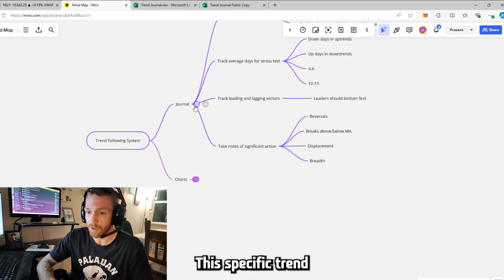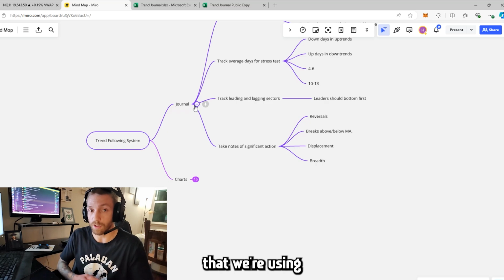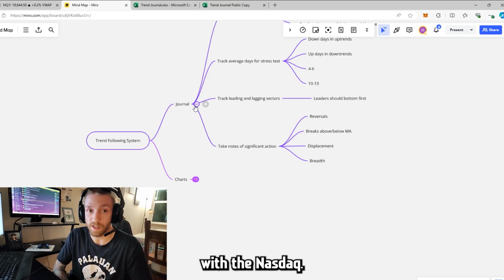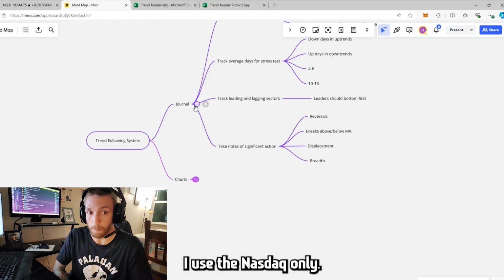This specific trend following system that we're using is going to be used with the NASDAQ. You can use it on other indices like the Dow or the S&P 500, but in the way that I specifically show it and the way I specifically do it, I use the NASDAQ only. The NASDAQ usually runs the most and it has the highest beta. So it usually moves more than the Dow in the sense of a year. It usually moves more than the S&P 500 in the sense of the year.